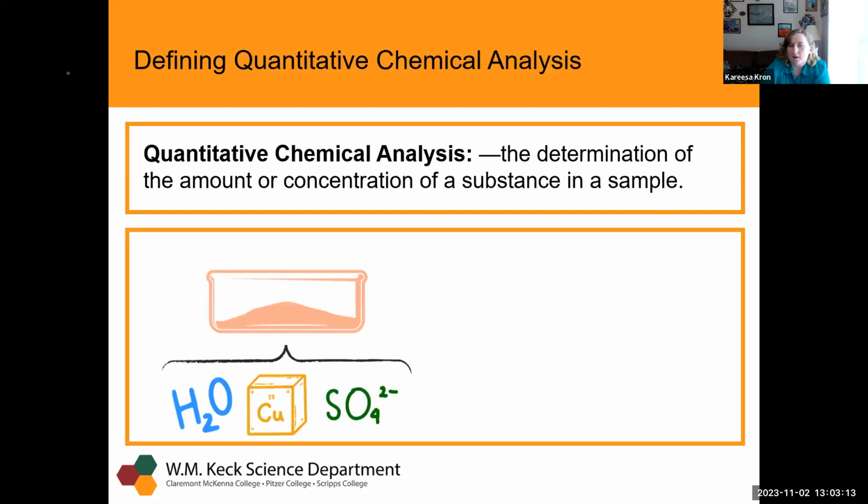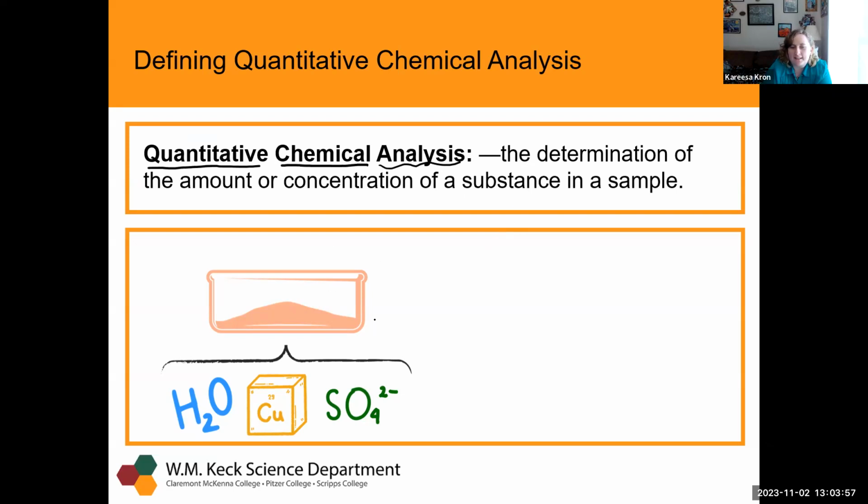And so to start, what is a quantitative chemical analysis, or what is the definition of that? Quantitative chemical analysis is the determination of the amount or concentration of a substance in a sample. If we just look at the words in this definition, we have quantitative, which looks like quantity. So how much of a given chemical do we have? And the process of determining that is analyzing our compound. That's another way we can break down the words to get this definition out.